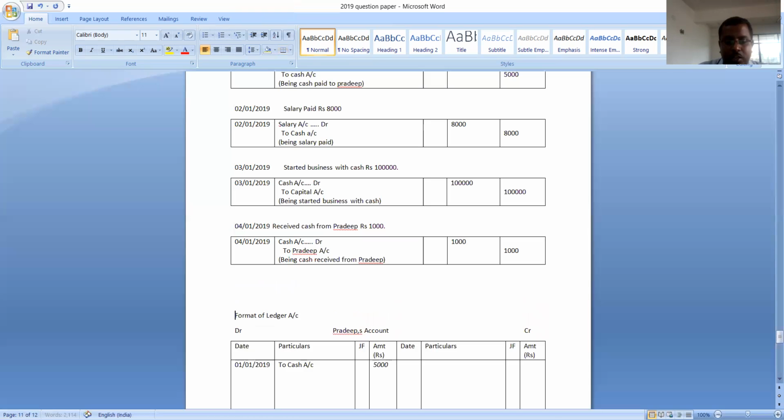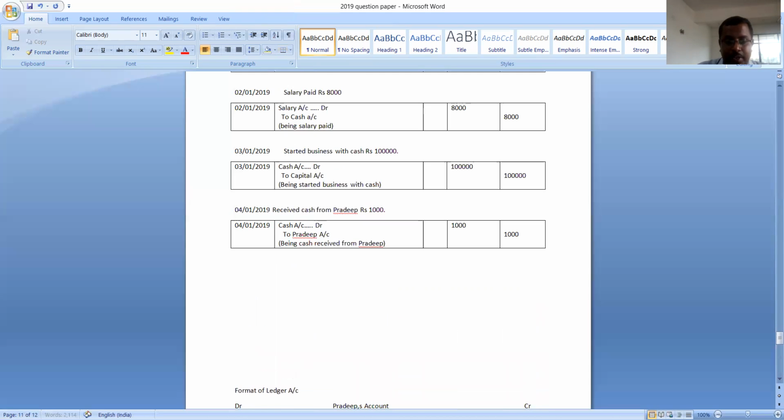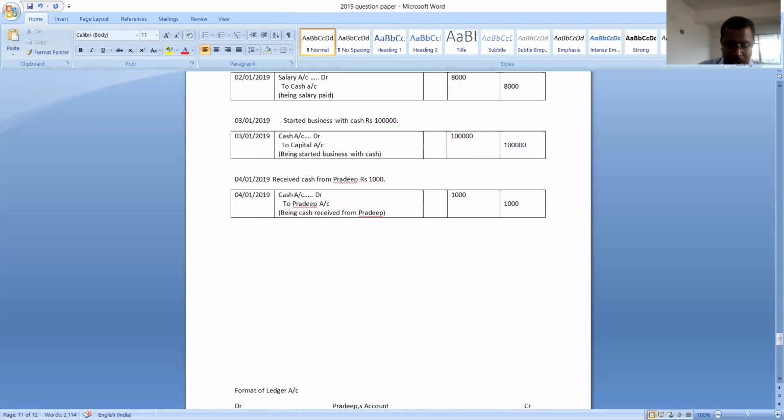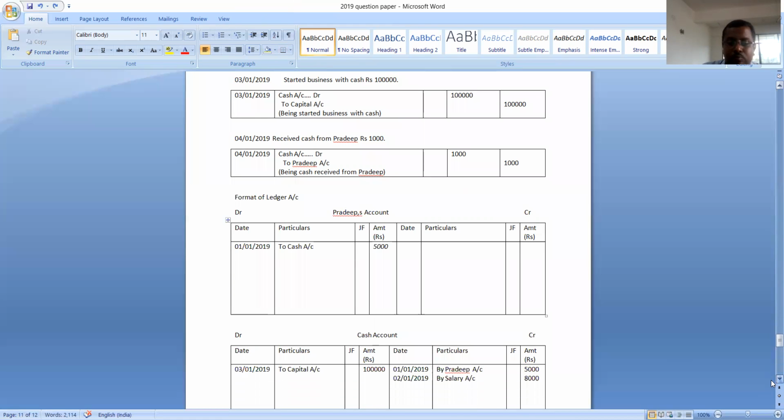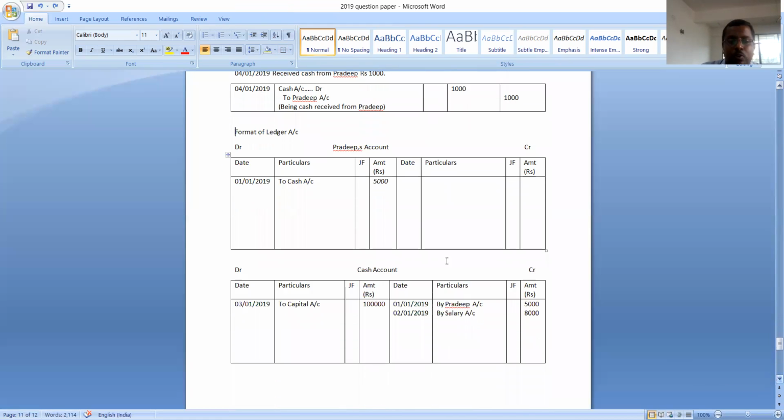Now move to ledger accounts. Here we are finding both the accounts. Which are those accounts? One is cash account and the other is Pradeep's account. Here both the accounts are available. So what is the journal entry? Cash account is debited. Here is the cash account. So move towards the debit side of cash account. Write the date of the transaction. It is 4th January 2019.